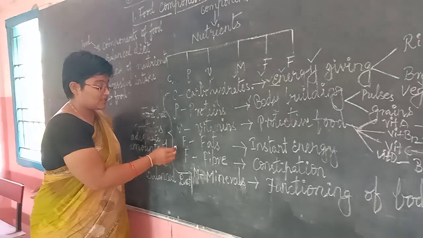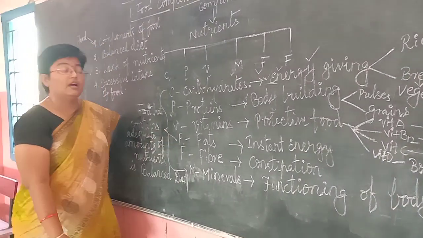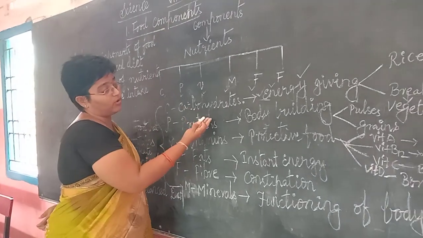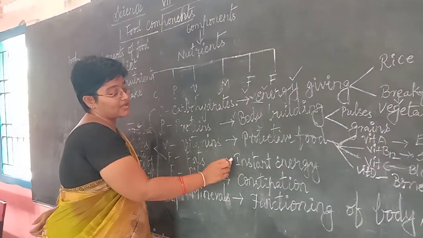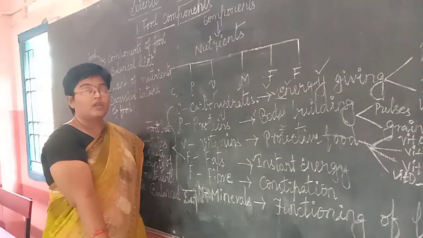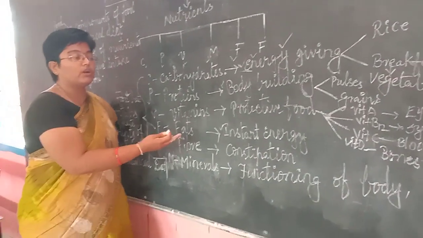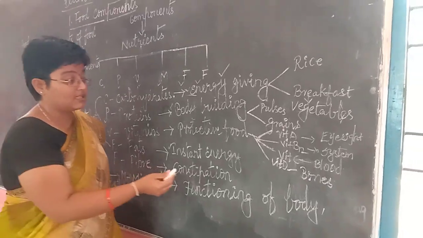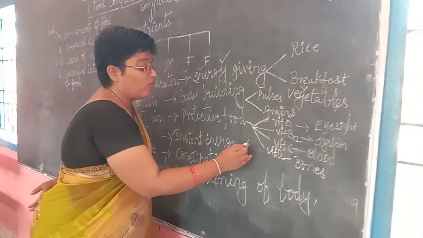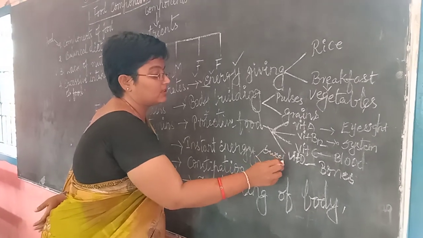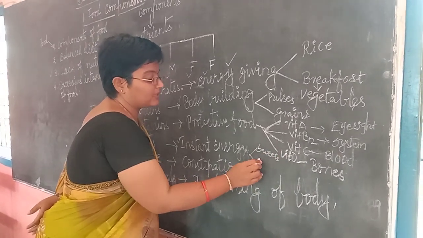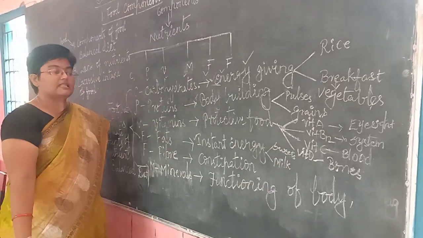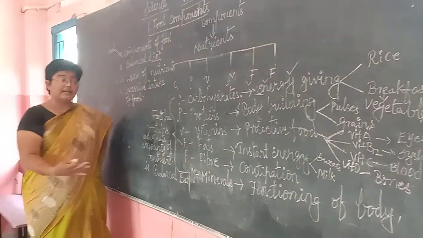Then coming to the fats. What do these fats do to us? Fats are nutrients that, more than carbohydrates, produce instant energy for our body. So by taking fats, our body gets instant energy. What kind of food contains fats? Fats are plentiful in sweets and different kinds of milk items. So we may get instant energy by taking this kind of food.